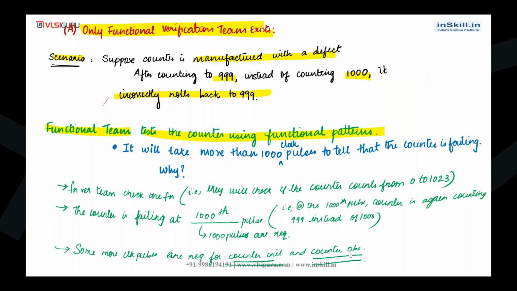So 1000 pulses are required for this. And then some more clock pulses are required for counter initialization and counter observation. The counter has to be brought to some initial state, and that is counter initialization. Counter observation means the output of the counter has to be taken to some register and the register has to be read. So ultimately, we can say that it will take more than 1000 clock pulses to tell that the counter is failing in this particular case.